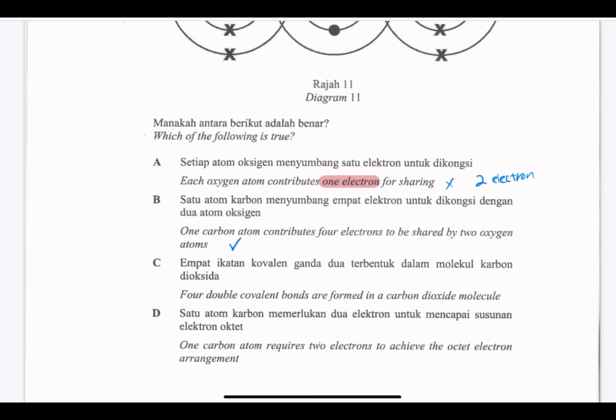Go through the other answers also. 4 double bonds are formed in a carbon dioxide molecule. No, only 2 double bonds, because the carbon double bonds with one oxygen and another oxygen. One carbon atom requires 2 electrons to achieve the octet electron arrangement. Incorrect also. It requires 4 electrons, not 2. So the correct answer is B.